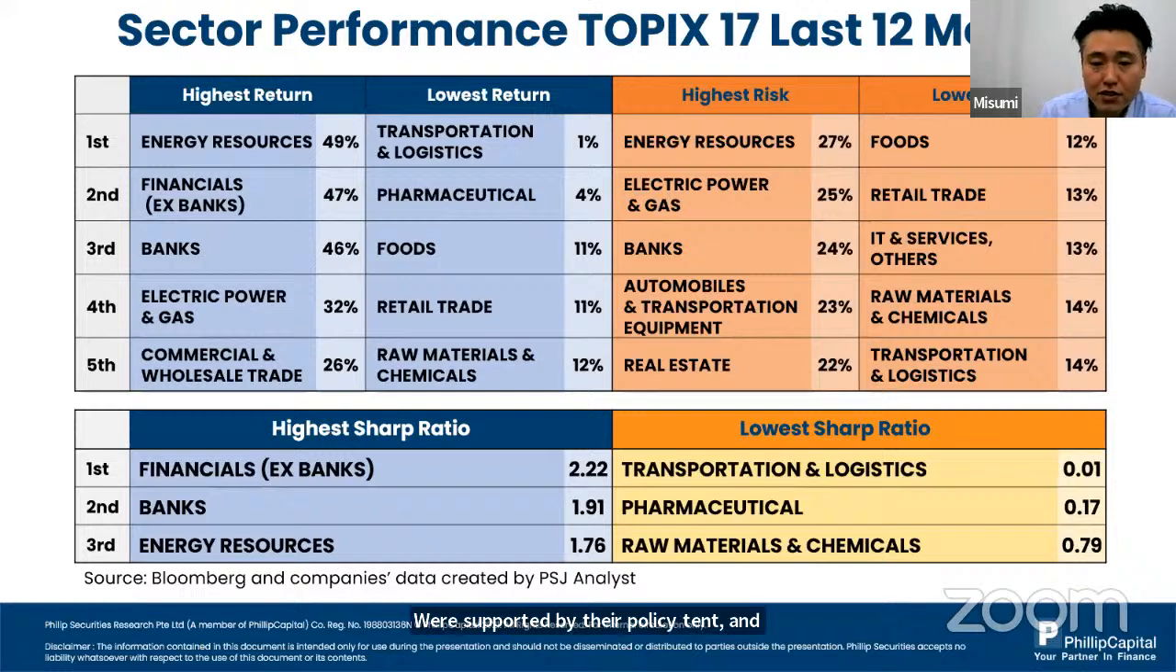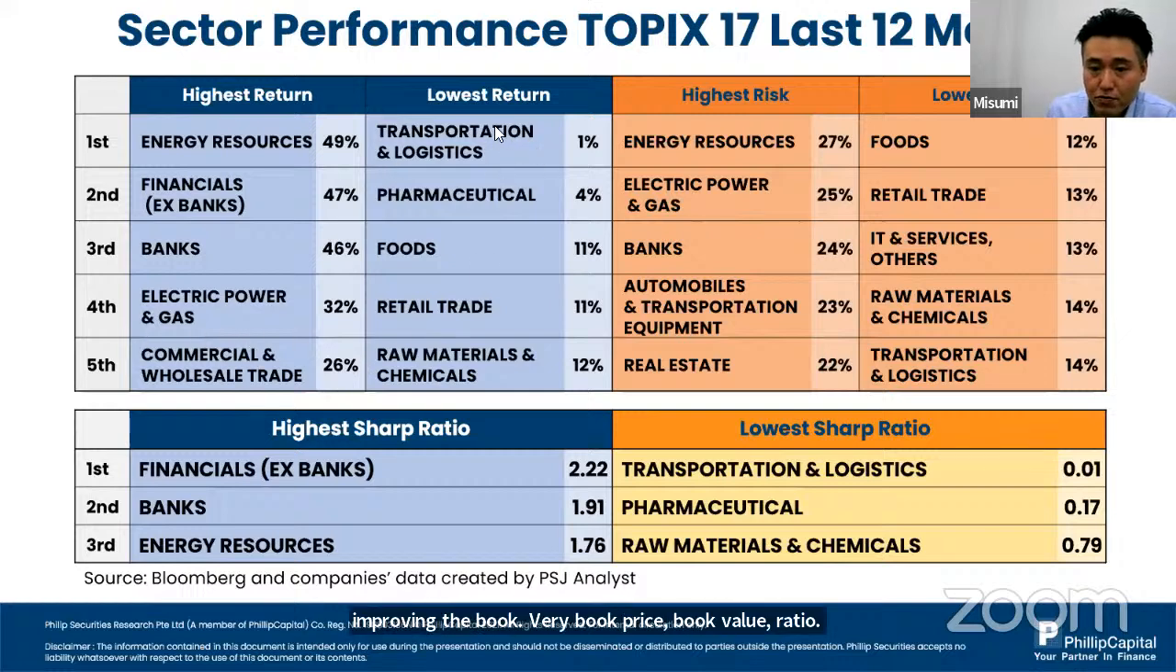Electric, gas and power also increased because of the energy demand for the data centers. Commercial and wholesale trade increased because of the increase of dividends and also the Tokyo Exchange directives for improving the price book value ratio for Japanese companies.